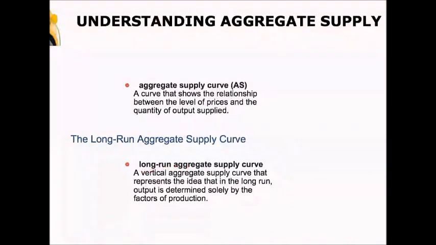The long-run aggregate supply curve is the aggregate supply curve that exists in the long run when prices are flexible and output equals potential output. What we're going to see is it's a vertical curve. It represents the idea that in the long run output is determined solely by factors of production. Because remember, in the long run output is some function of capital and labor. That's the production function. Nowhere in here do we have prices. So it depends on the state of technology, how much capital, and how much labor is being used. That's how much output we produce in the long run. We call that potential output.